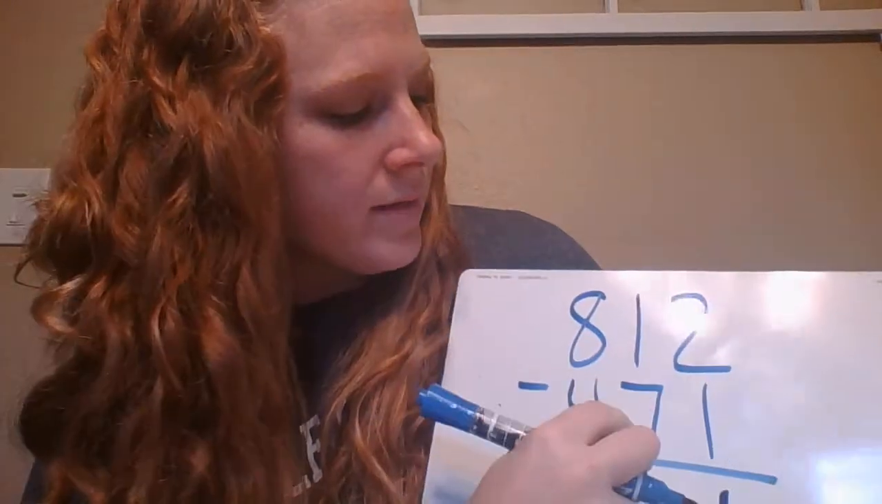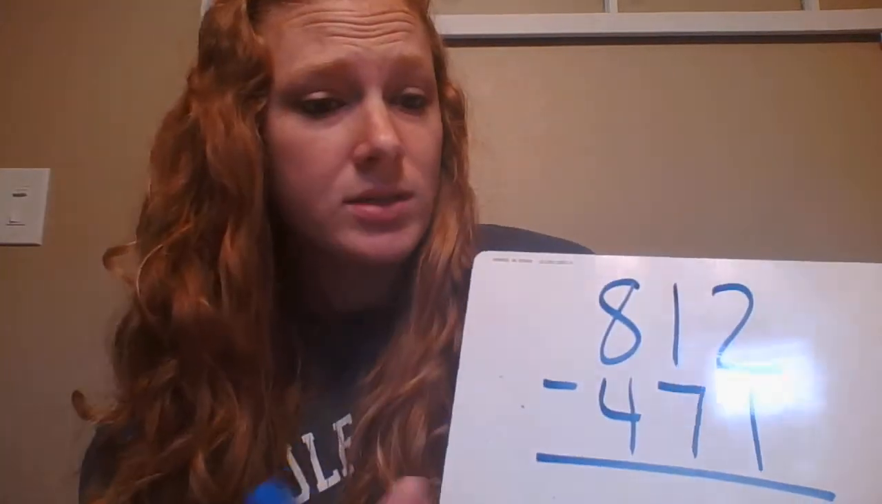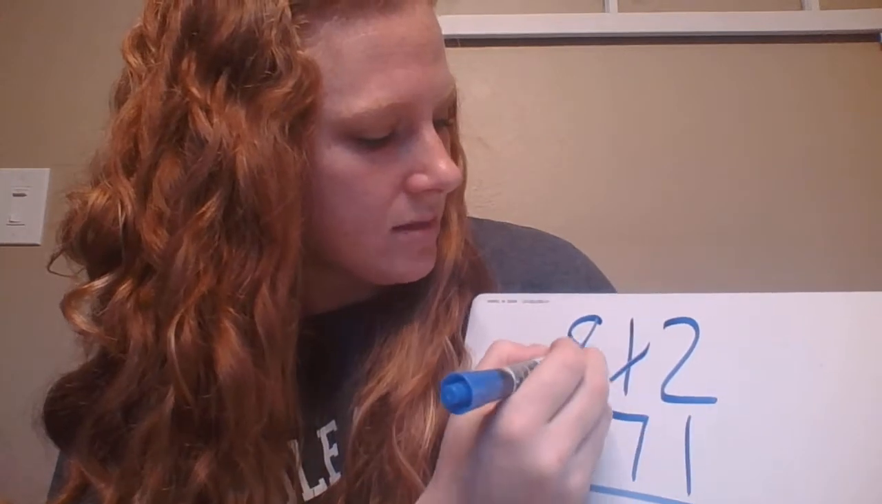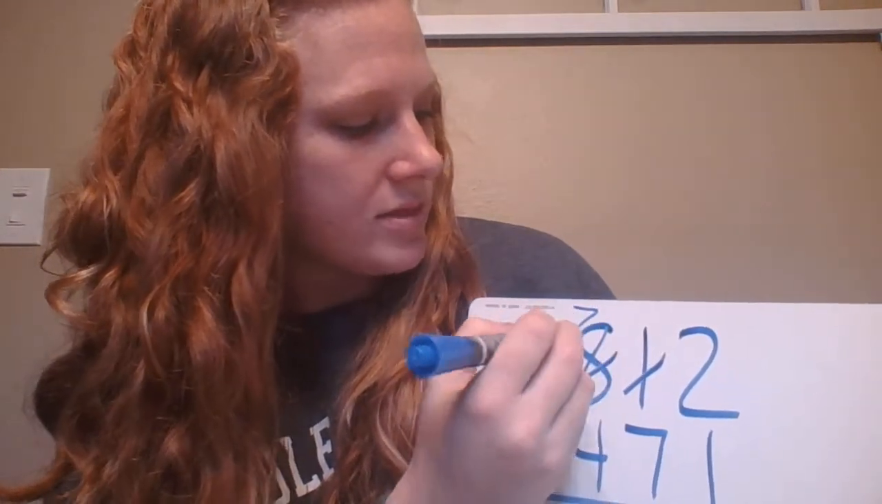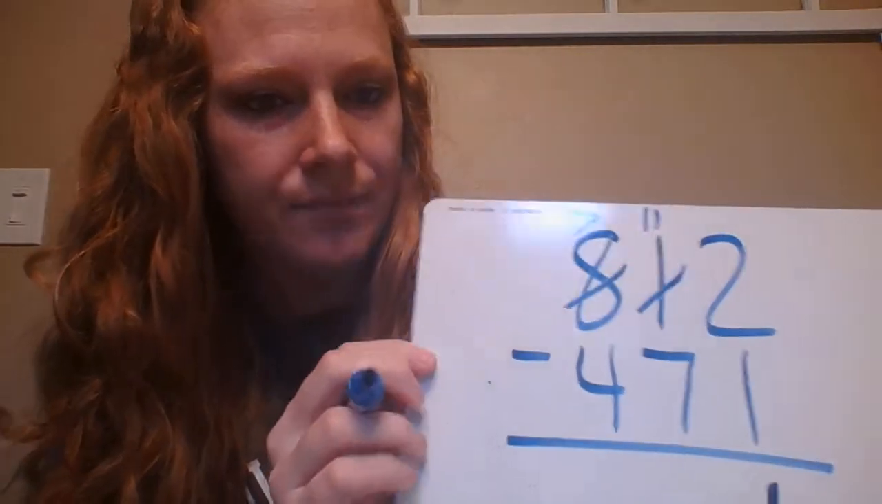Next, we're going to do 1 minus 7, or 1 menos 7, which we can't do. We cannot do this because it's bigger on bottom. We must borrow. So we cross out the 1 and the 8, and the 8 becomes a 7, so that this 1 can become an 11, or 11.